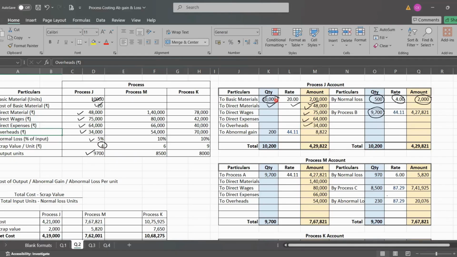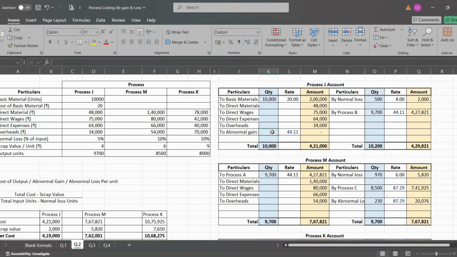So while closing this account, first of all, we have to close our quantity column. And in the quantity column, if we get a balancing figure on the debit or credit side, we consider it as abnormal loss or abnormal gain. Now let us see. As per the amounts shown here, normal loss is 500 and output transfer is 9,700. So this shows that the total of the process account is 10,200.